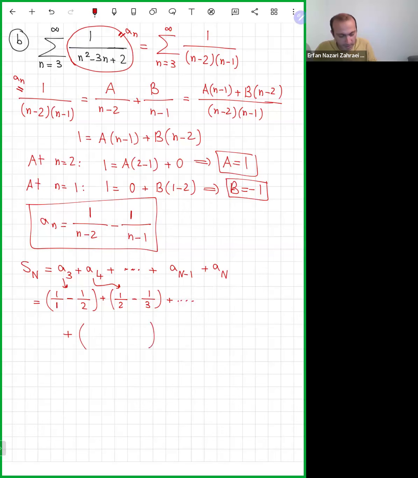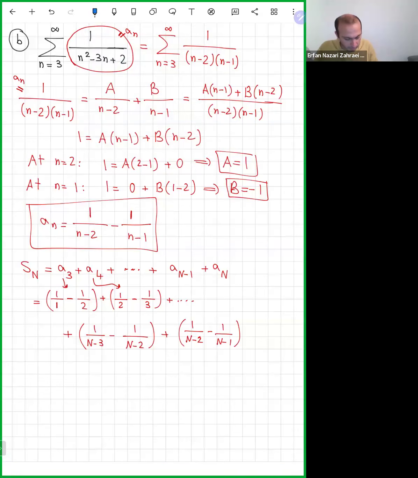Now let me write the last two terms. First, a_(n-1). So it's this for capital N minus 1. What is the first term? This is N minus 1, so N minus 1 minus 2, it's N minus 3. And then this is N minus 1 minus 1, that's N minus 2. And a_N is this for capital N. So 1 over (N minus 2) minus 1 over (N minus 1).